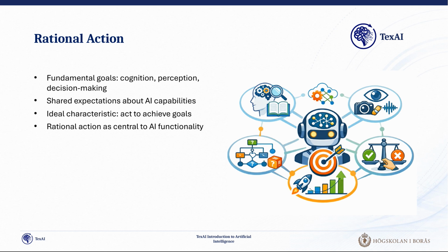A related idea, highlighted by Frankenfield, 2019, is that AI systems are often designed for rational action. This means that an AI system evaluates information, considers possible actions, and selects actions that increase the likelihood of achieving a specific goal. In essence, AI is not only about copying human intelligence, it is also about building systems that can act effectively, adapt to situations, and pursue goals in a structured and rational way.